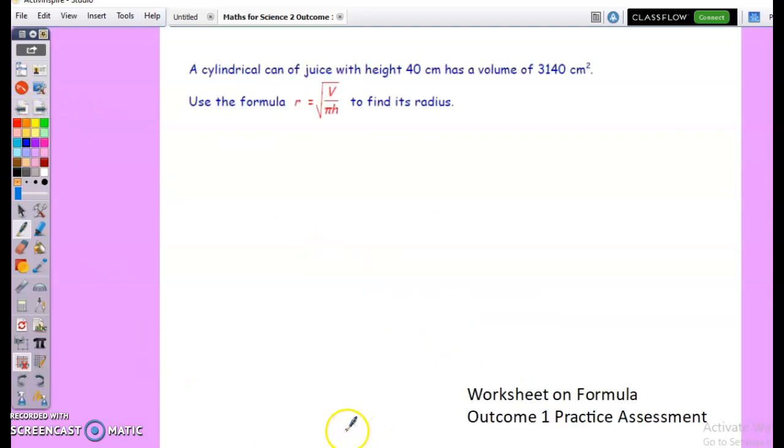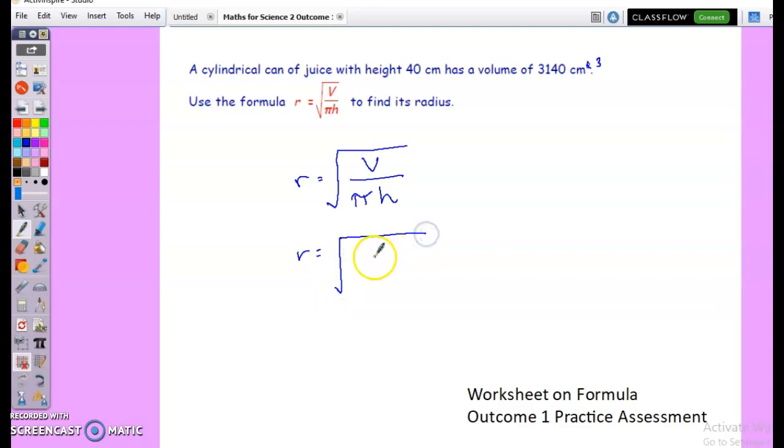A cylindrical can of juice with height 40 centimetres has a volume of 3,140 centimetres squared. Use the formula R equals, that's a wee mistake in that, that should be centimetres cubed. So my formula is R equals the square root of V over pi h. Substitute some numbers in, we get the square root of 3,140 divided by pi times the height, which is 40.